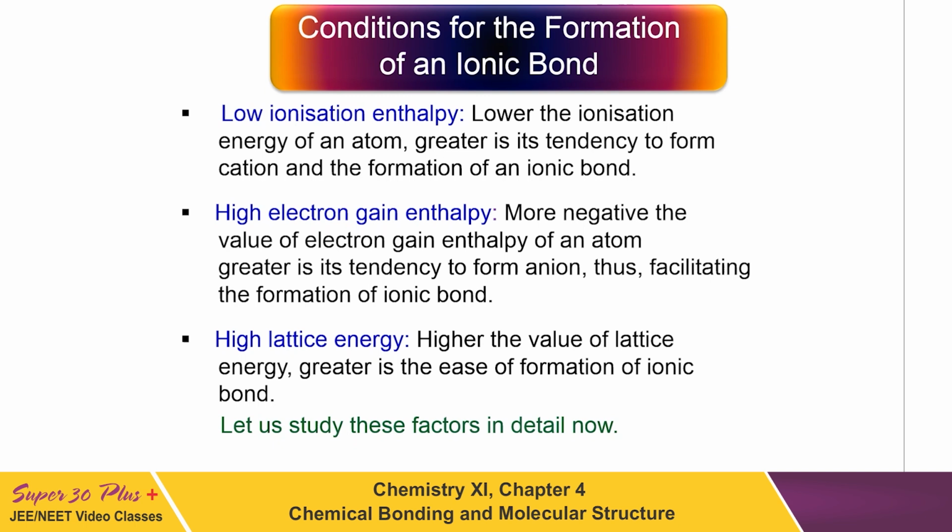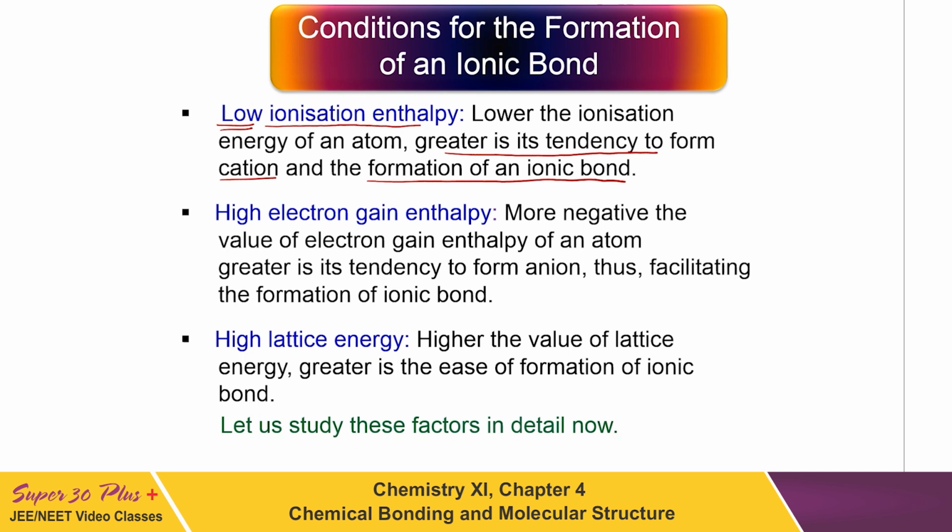In order to form the cation, what you have to do is remove an electron. In order to remove an electron, you need ionization enthalpy. So the lower the value of ionization enthalpy, the easier will be the removal of electron and the greater will be the tendency to form cation and also the formation of ionic bond. So now we came to know the final conclusion of this is a lower value of ionization enthalpy.